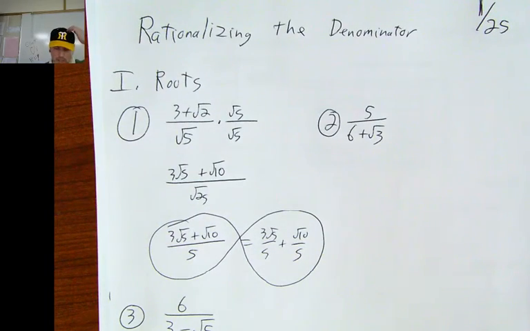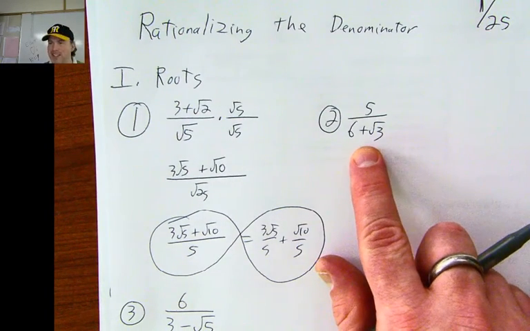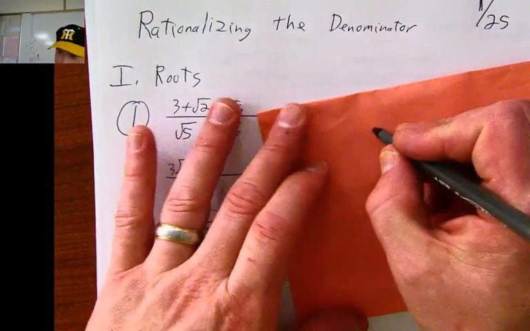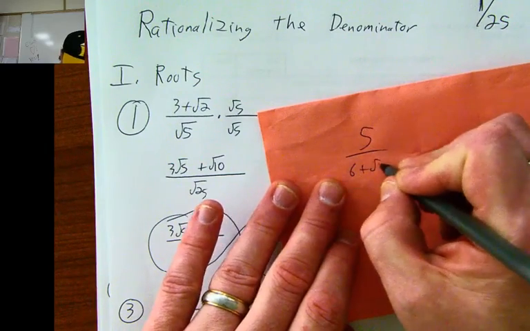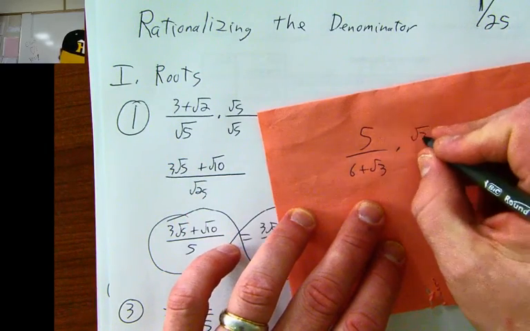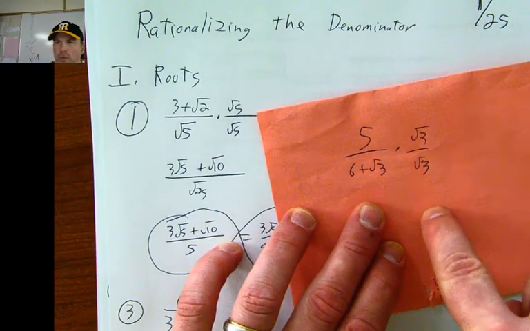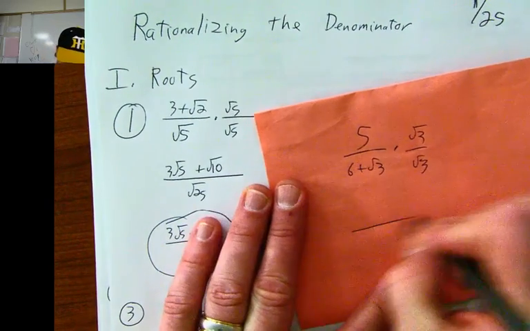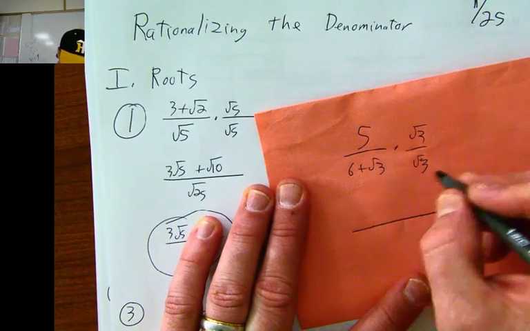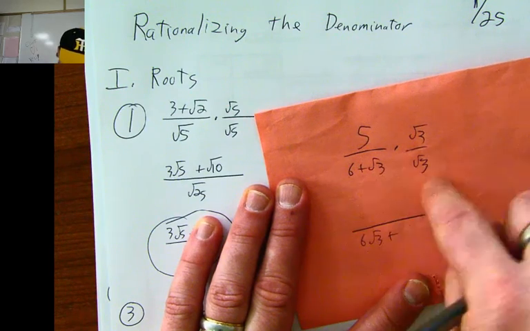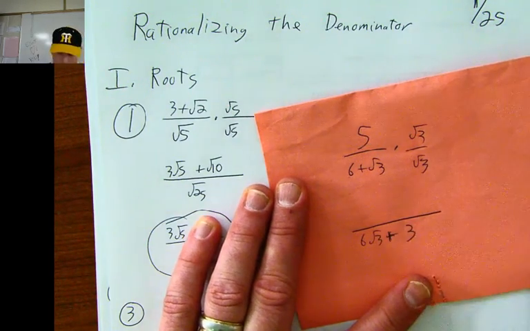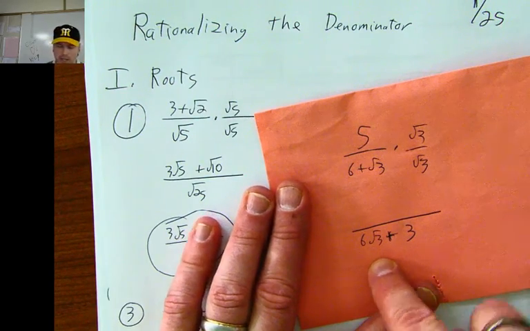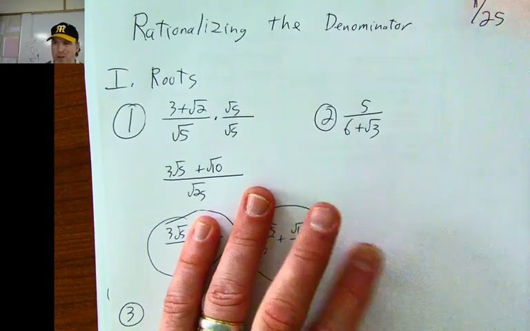Now, number 2 is a little bit more complicated because it has this 6 plus root 3. If you try that same tactic, 5 over 6 plus root 3, if you just multiply by root 3 over root 3, this is the wrong thing to do. Don't write this down. I'm writing this on separate paper because it's wrong. If you try this, the denominator becomes 6 root 3 plus root 3 times root 3, which is just simply 3. You still have a root on the denominator. You have not improved the situation. So just multiplying by root 3 won't work.